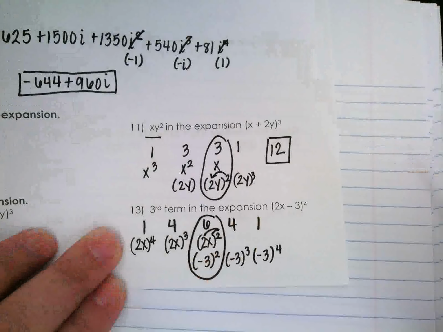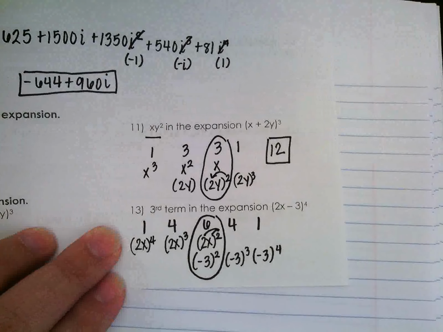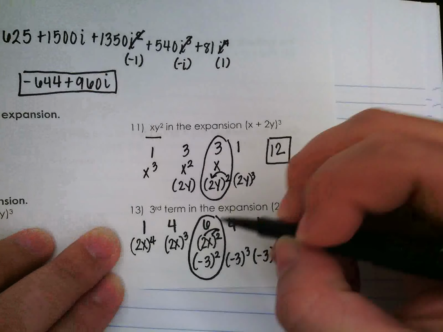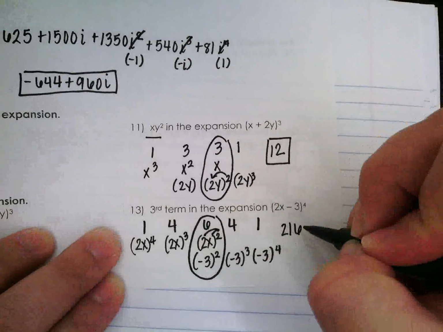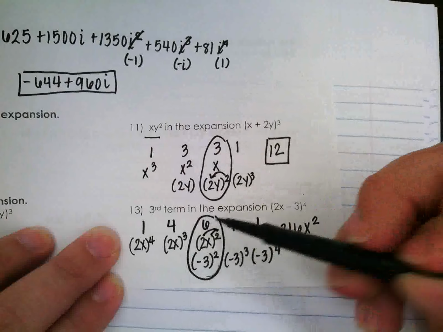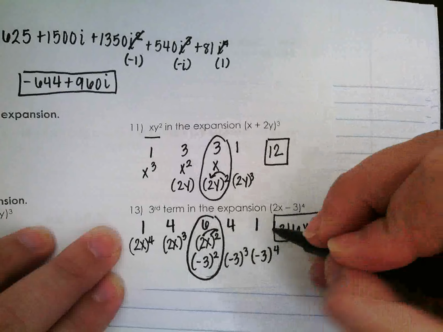So 2 squared is 4. 4 times 6 is 24, and then -3 squared is 9. So if I do 24 times 9, I get 216. And then I get my x squared, and there is no y or i or anything else, so 216x squared is my third term.